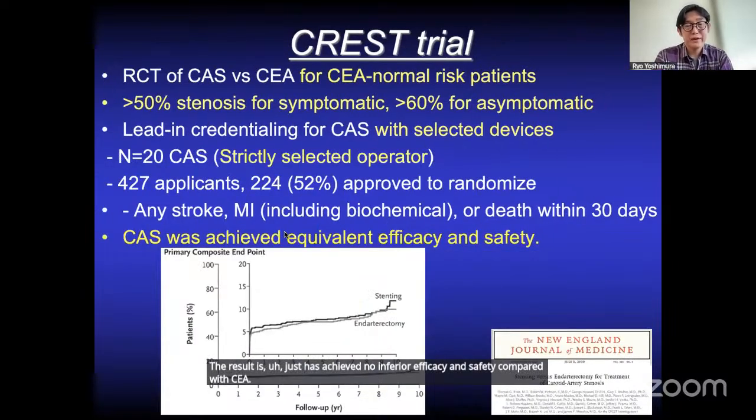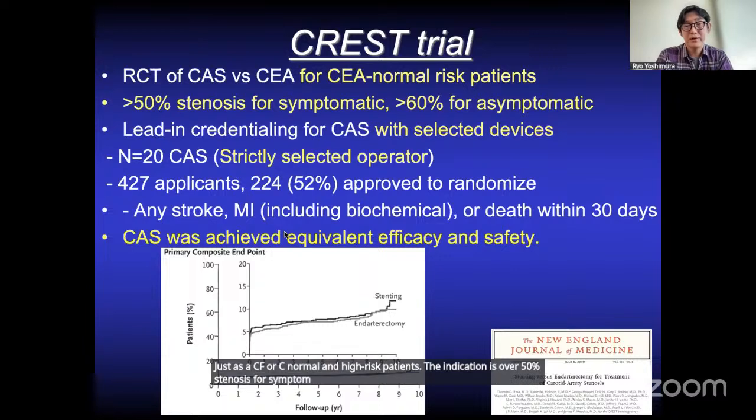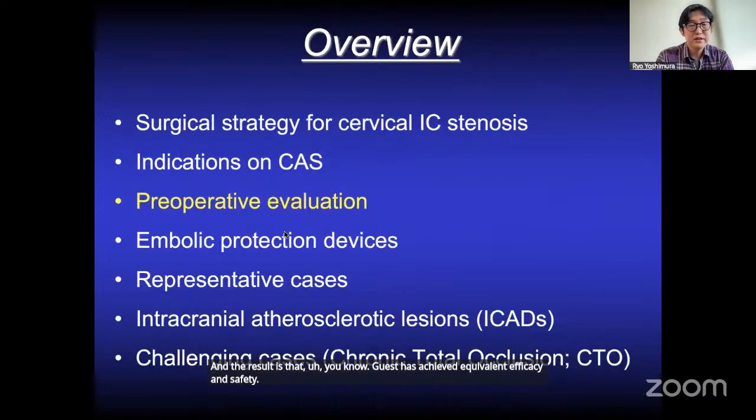The second famous trial is the CREST trial. It is a randomized controlled trial of CAS versus CEA for CEA normal and high-risk patients. The indication is over 50% stenosis for symptomatic or over 60% stenosis for asymptomatic. CAS has been done with selected devices and strictly selected operators. And the result is that CAS has achieved equivalent efficacy and safety.